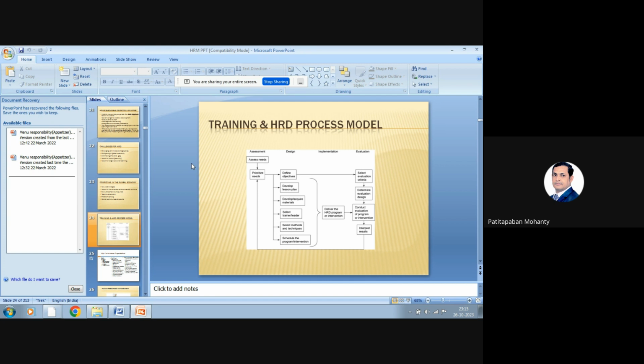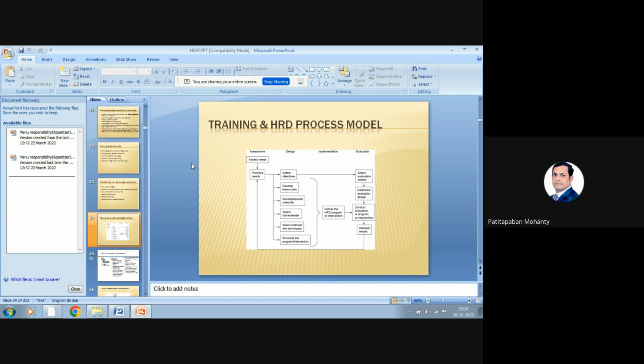Then select methods and techniques, as I have already told you. Then schedule the program. I will schedule one particular day or particular hour to make them sensitized about that program. All these things come under delivering the HRD program or intervention.